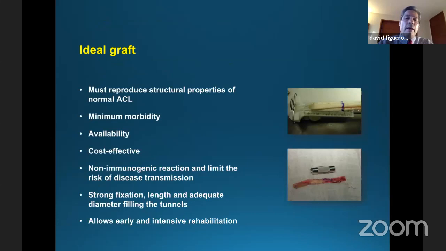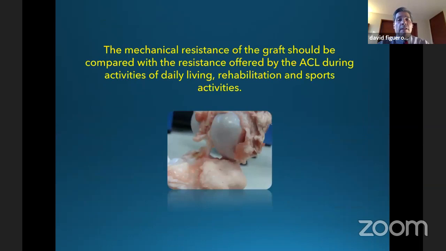it must reproduce structural properties of the normal ACL, has to be minimum morbidity, has to be available, cost-effective, non-immunogenic reaction, strong fixation at the beginning, length and adequate diameter filling, and has to allow for early and intensive rehabilitation. So we can be close to an ideal graft, but probably, as I showed you now, that doesn't exist. And the mechanical resistance of the graft should be compared with the resistance offered by the ACL during activities of daily living, rehabilitation, and sports activities.